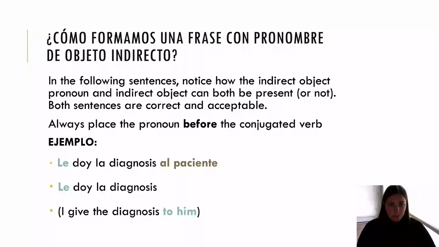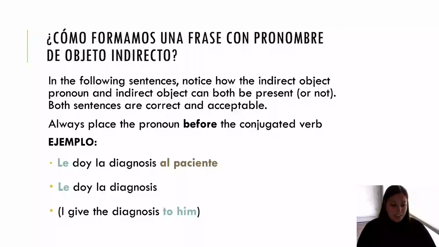¿Cómo formamos una frase con pronombre de objeto indirecto? In the following sentences, notice how the indirect object pronoun and indirect object can both be present or not. Both sentences are correct and acceptable. Additionally, always remember to place the pronoun before the conjugated verb, like we talked about with direct object pronouns. So our ejemplo es, le doy la diagnosis al paciente.